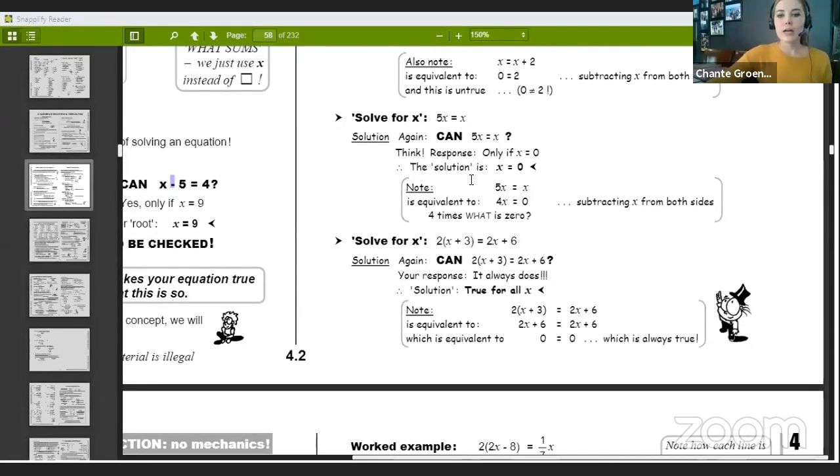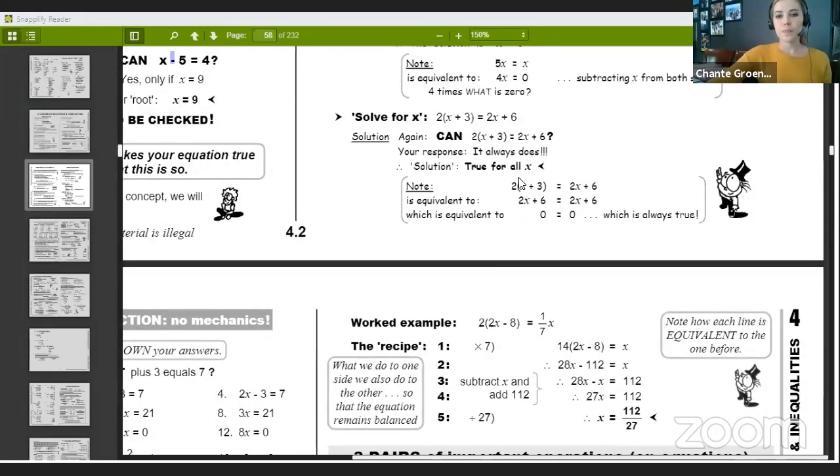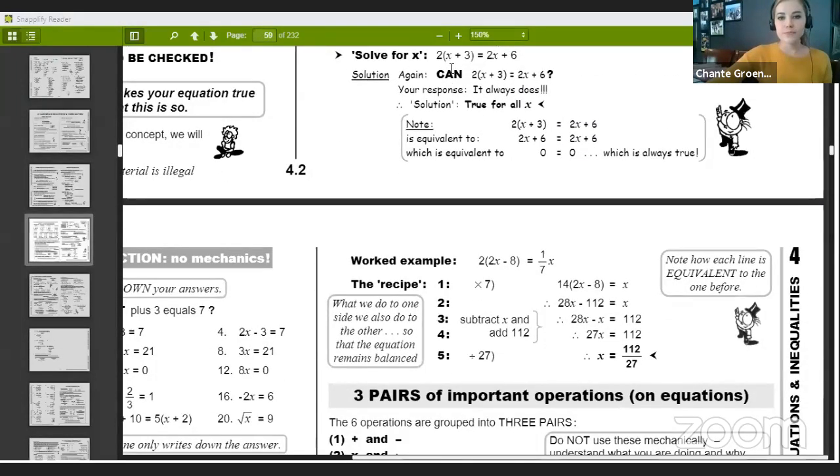Now here again, even if I take this over, it is 0, and that doesn't make sense. Therefore, the solution is 0. Let's go on to the next one.